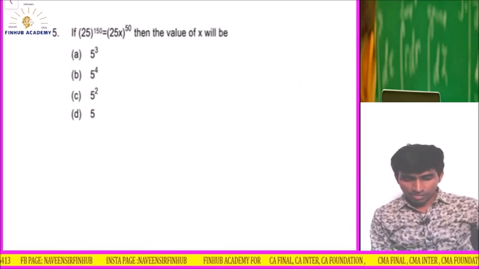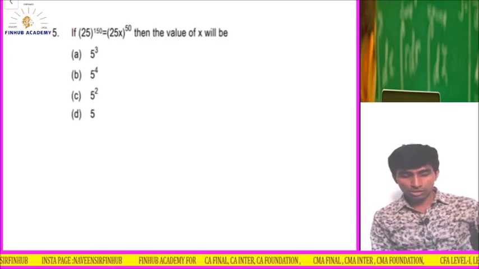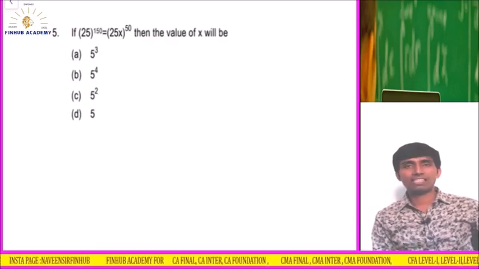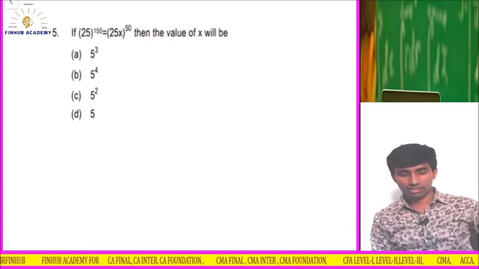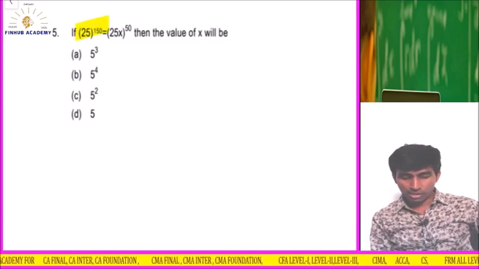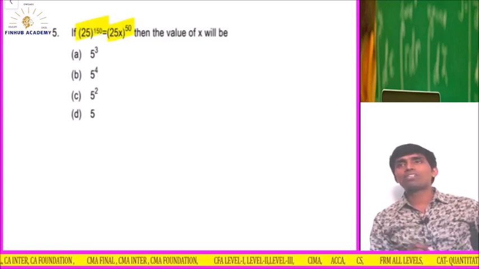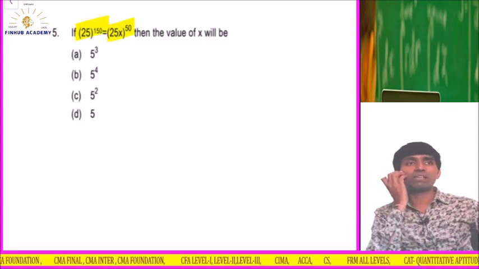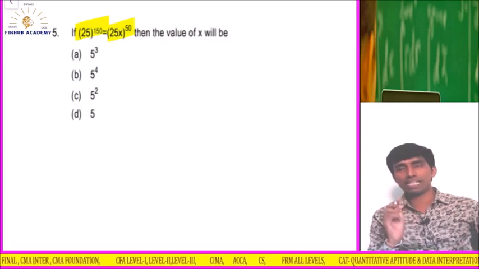See this sum. So this is repetitive. Many times it has come in the exam also. You might have seen this in the scanner. And I think it was in December MTP also, or I think it was in the December exam. 25 raised to 150 equals 25x raised to 50. So what I will do is, I'll try to make the base equal or the power equal so that I can get the value of x. I need to find the value of x.